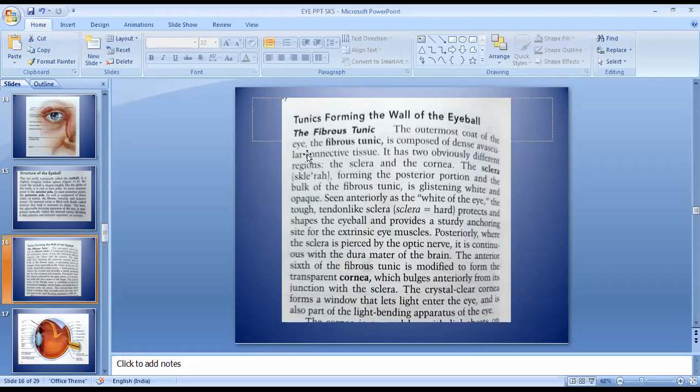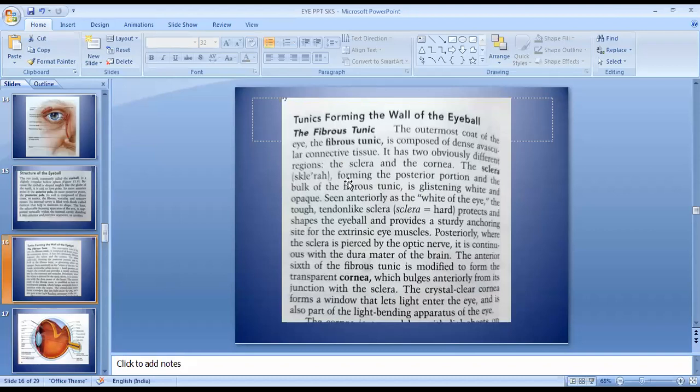You can see collagen fibers over there, and it is a very tough cover. It has two obviously different regions, the sclera and cornea. Sclera actually converts into cornea when it moves anteriorly. We will look into that. So sclera and cornea, both are part of the fibrous tunic.